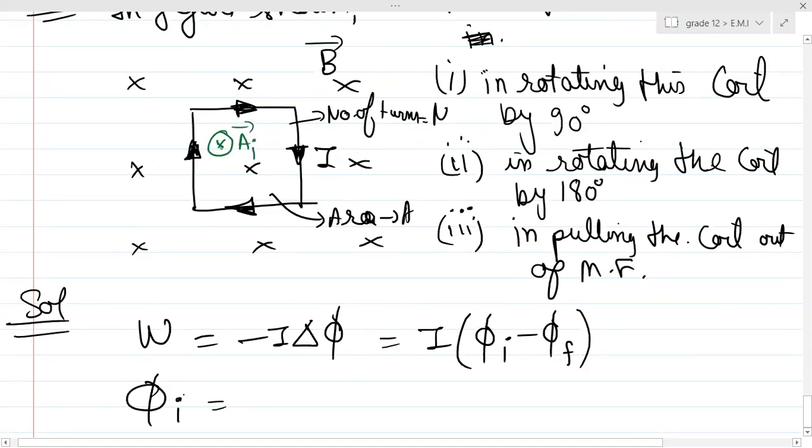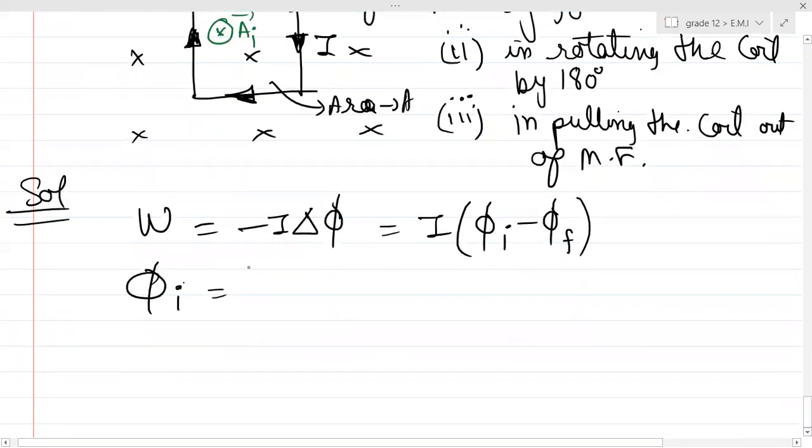So can you see the initial direction of the area vector and the initial direction of the magnetic field vector are in the same direction? So B into A into N into cos 0 degree is basically the initial flux. Yes or no, guys? But if we can calculate the final flux, then automatically our work will be done, right?